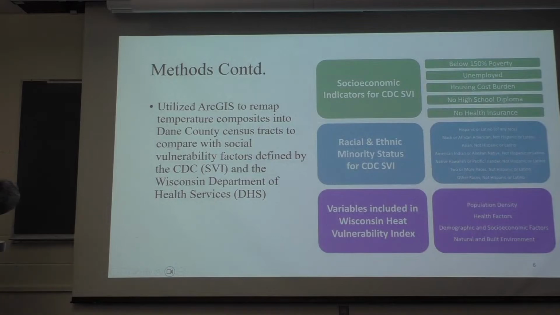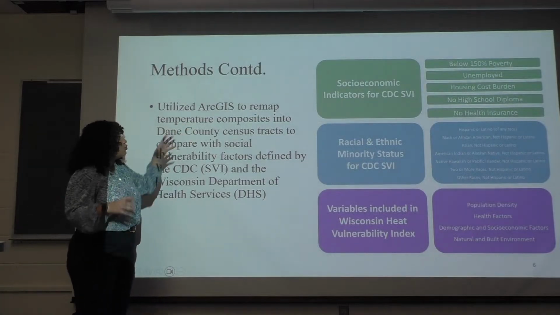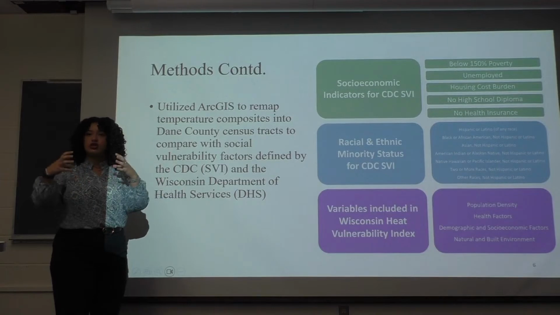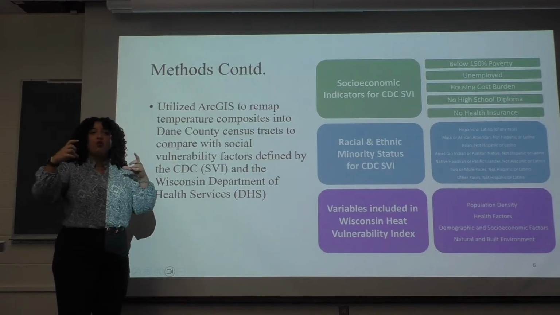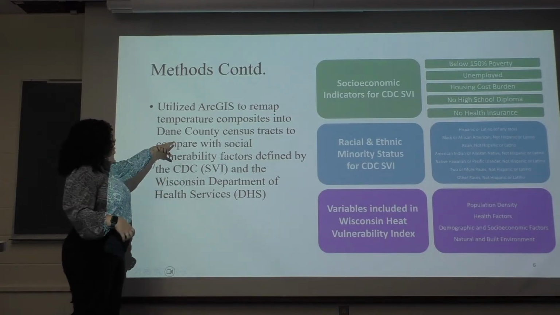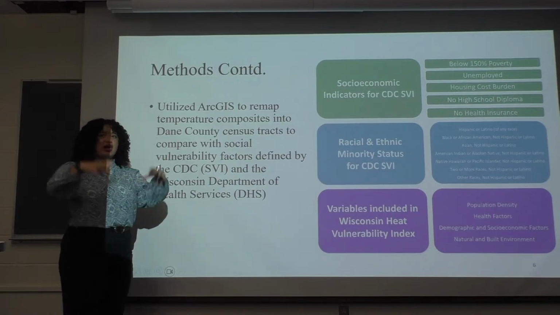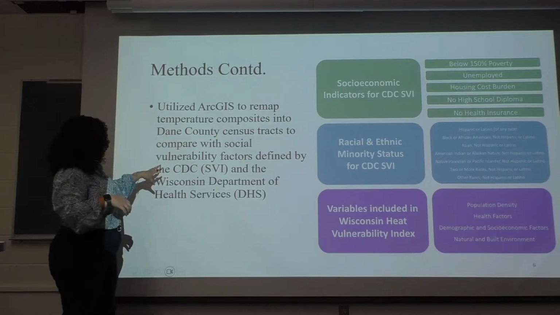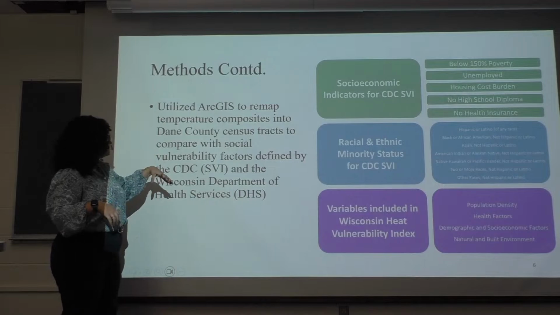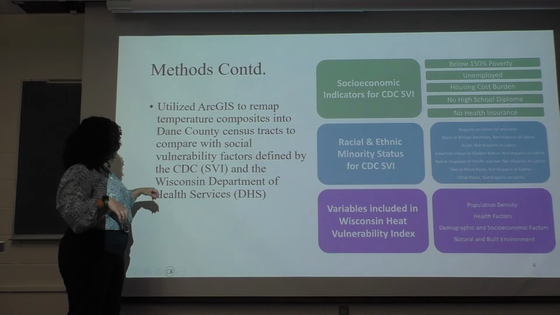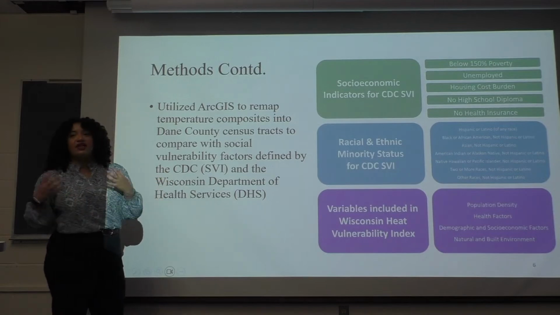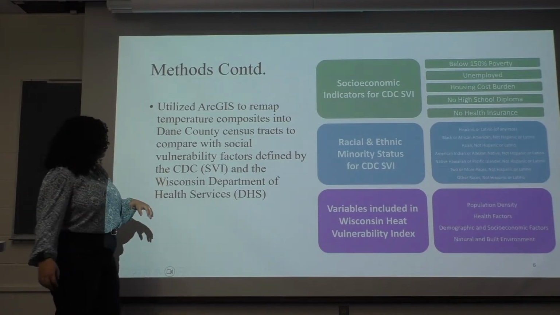And how we made these maps is we used ArcGIS to remap those station data. So we assigned an area with a temperature value, and we overlaid that with the Dane County Census Tract, and we assigned a value to that area. And then after we made that spatial distribution map, we looked at the social vulnerability factors from the CDC, and we also looked at the HVI, that Heat Vulnerability Index, from the Department of Health Services.